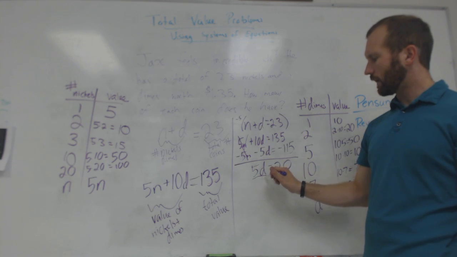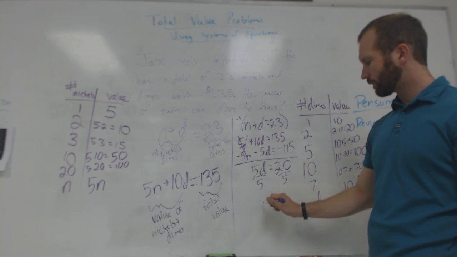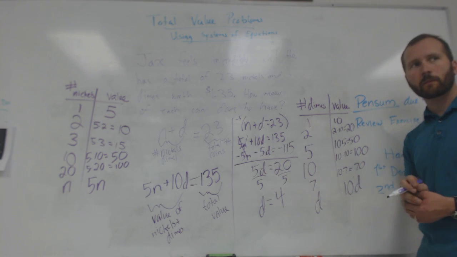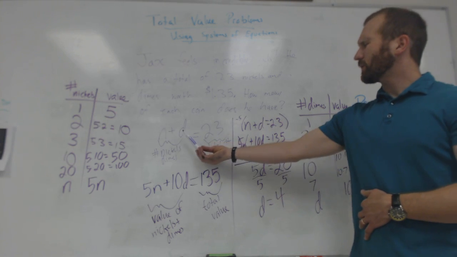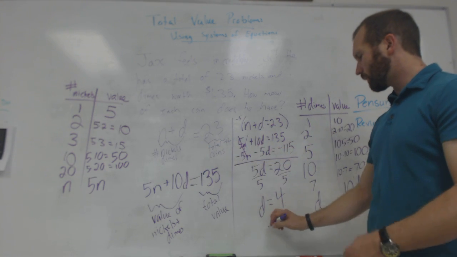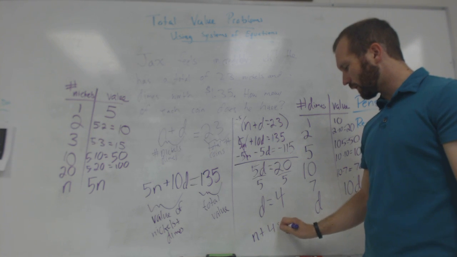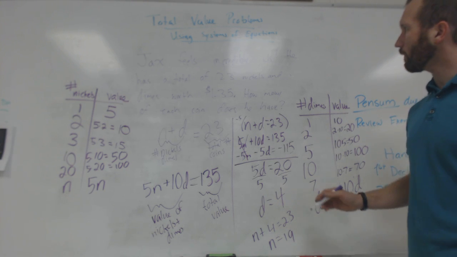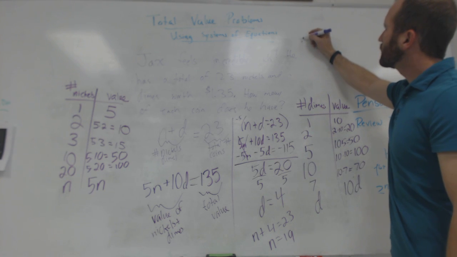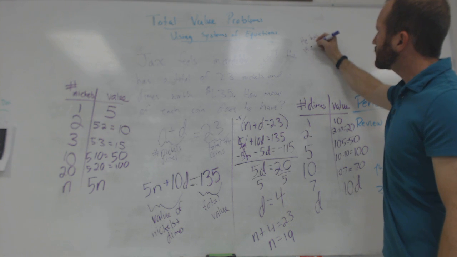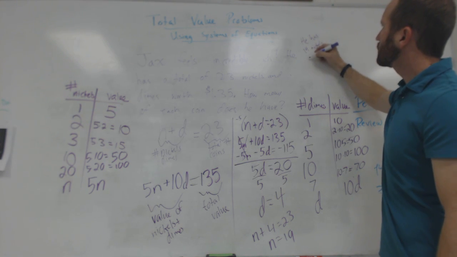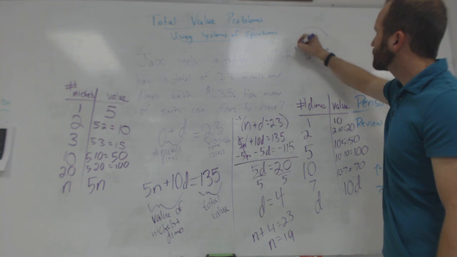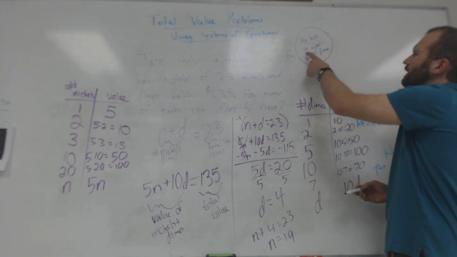Divide both sides by 5. There are 4 dimes. And there's 19 other things. Because we know the total number is 23, the number of nickels plus 4 has to be 23, so the number of nickels is 19. Don't forget to write your answer as a sentence. He has 19 nickels and 4 dimes.